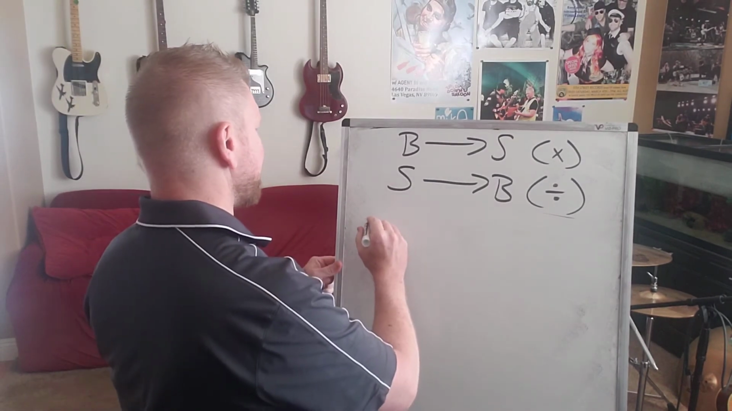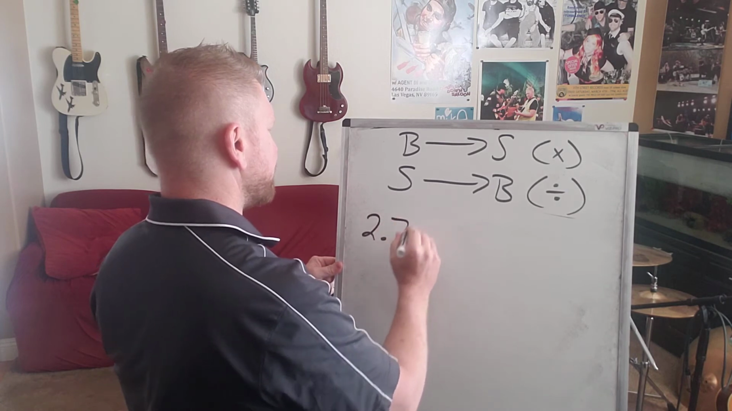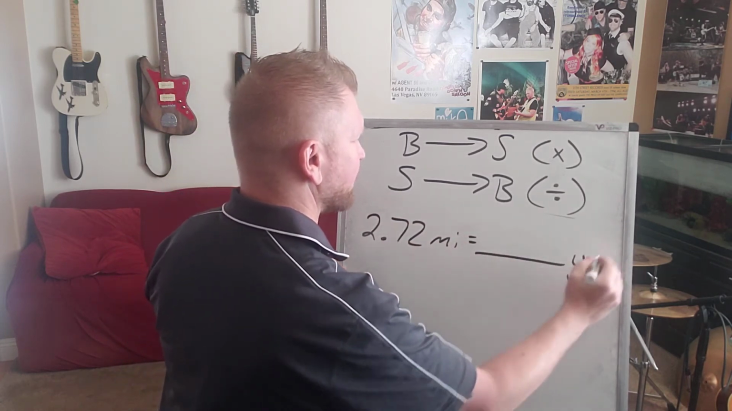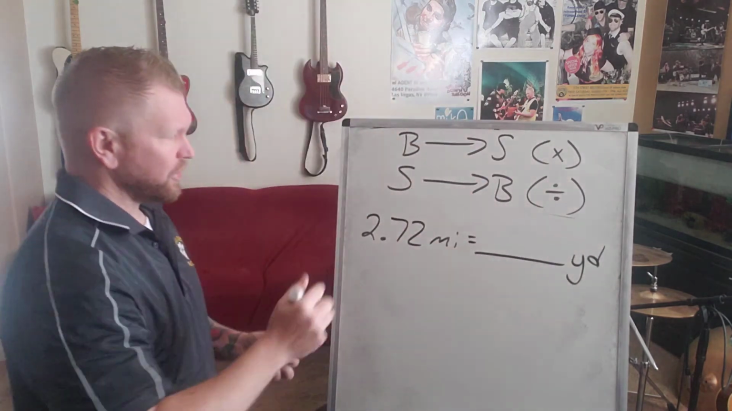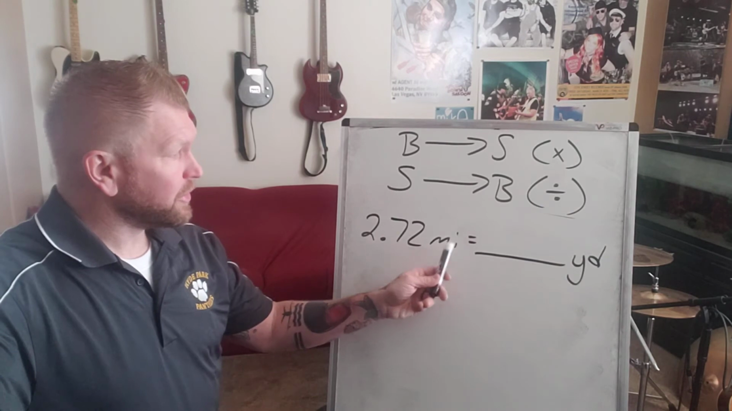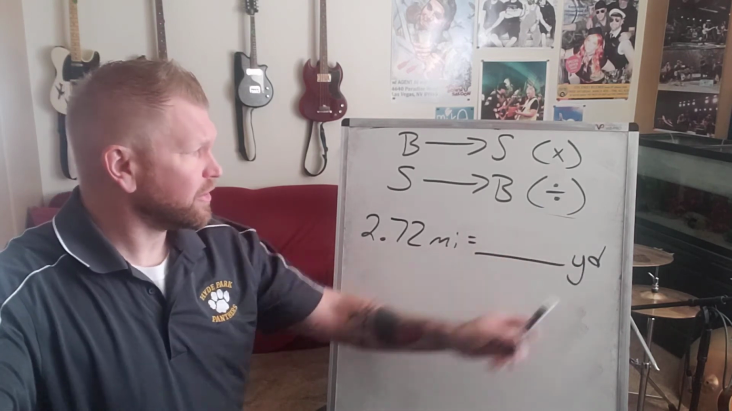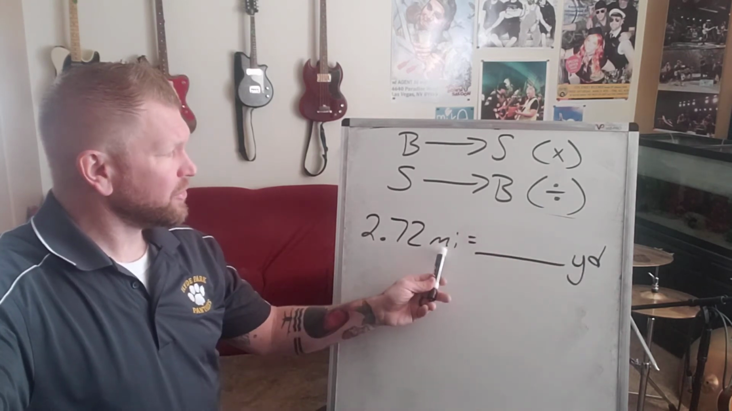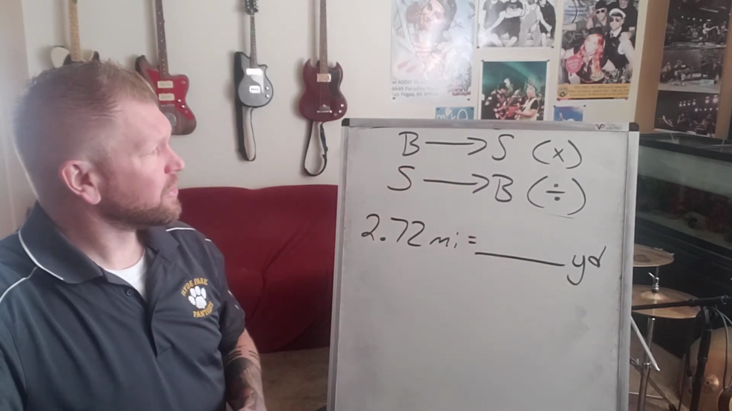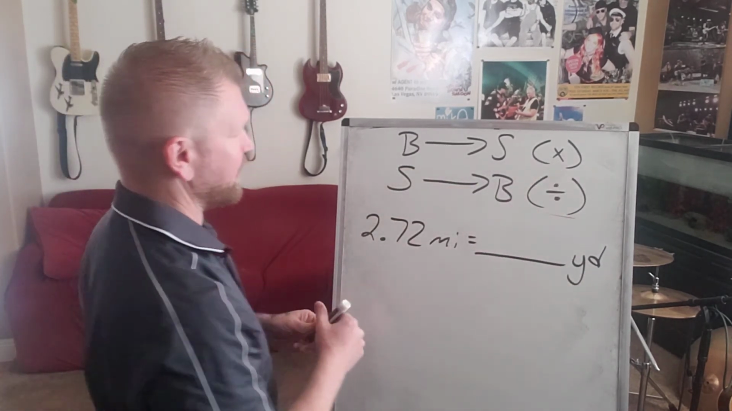Let's say it was something like 2.72 miles. We have to convert it into how many yards is that? 2.72 miles is how many yards? So think, are we going from big to small, or is this small to big? Well, miles are bigger than yards, so we're going big to small. That tells us we need to multiply to get the answer.